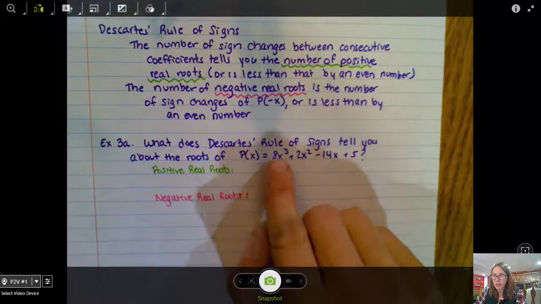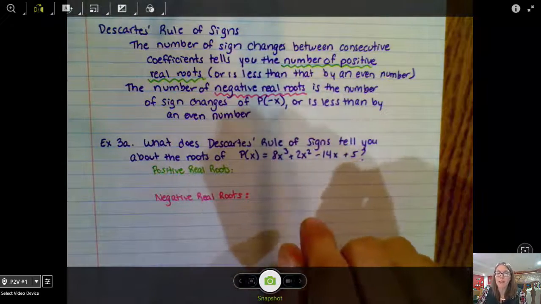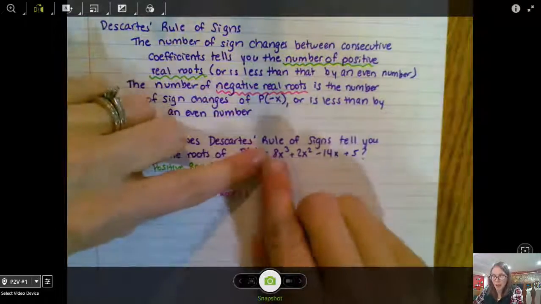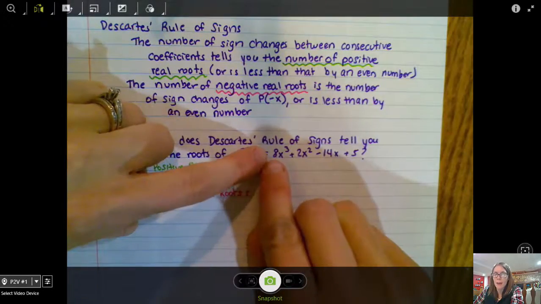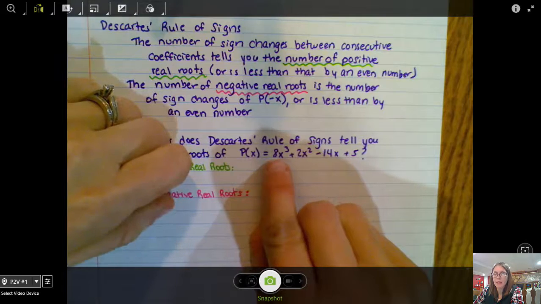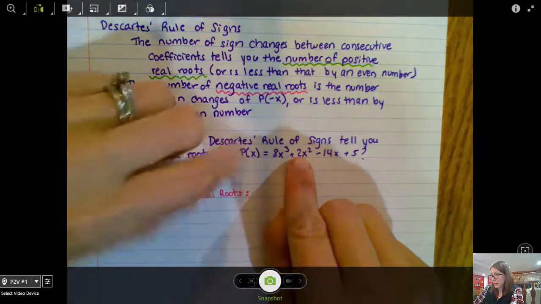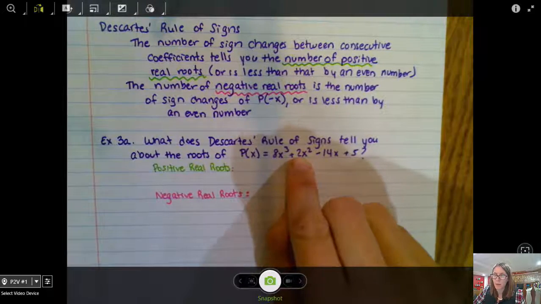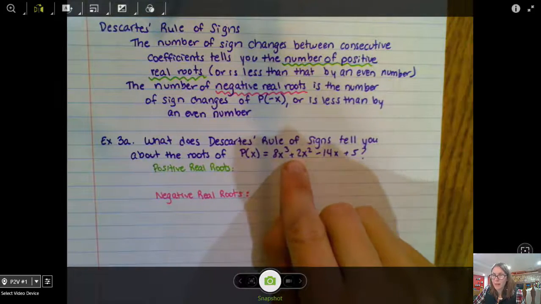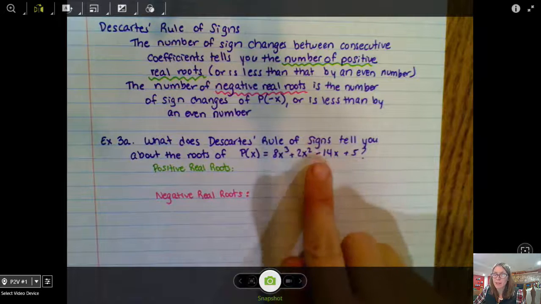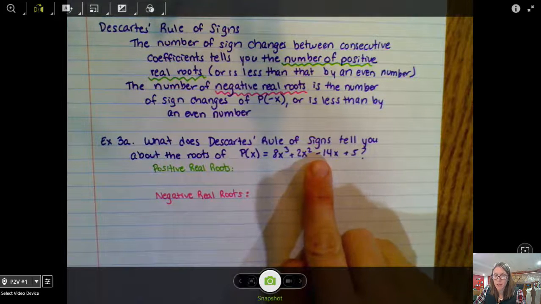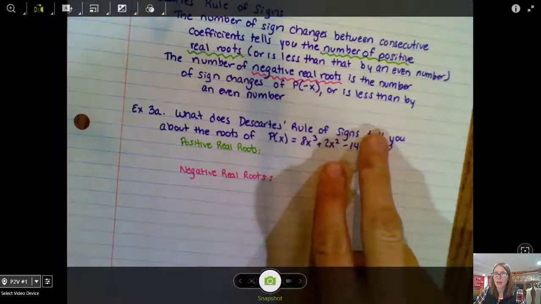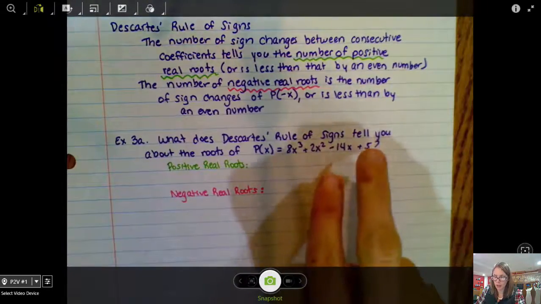So a sign change is considered when we go from a positive to a negative or a negative to a positive. As we go down our line here, I start off with a positive 8. My next coefficient is a positive 2. Since I went from a positive to a positive, I haven't changed my sign yet. But now I go from a positive to a negative, so that's my first sign change. And then a negative to a positive coefficient, so I have two sign changes here.